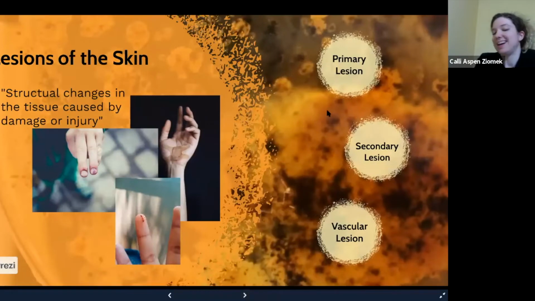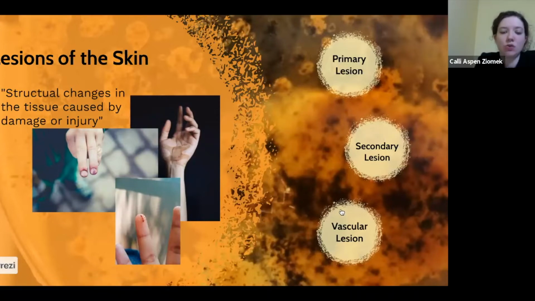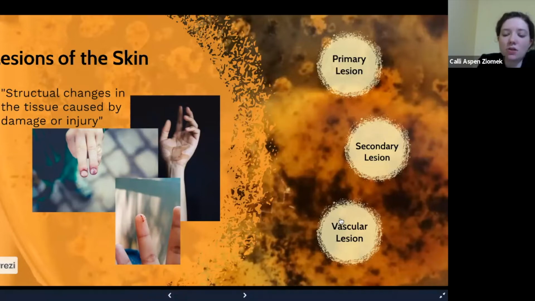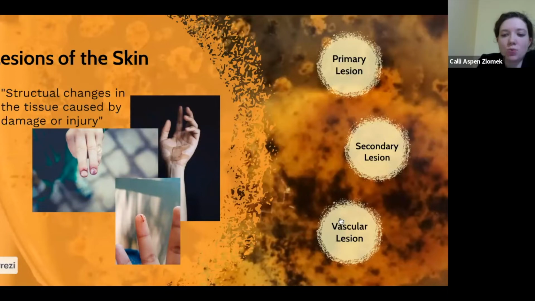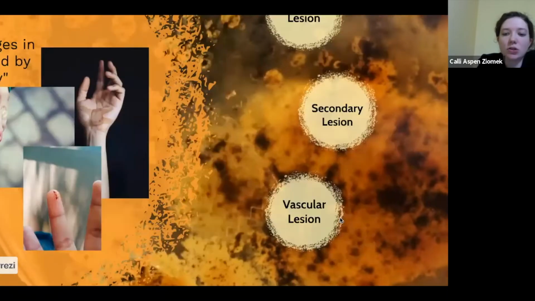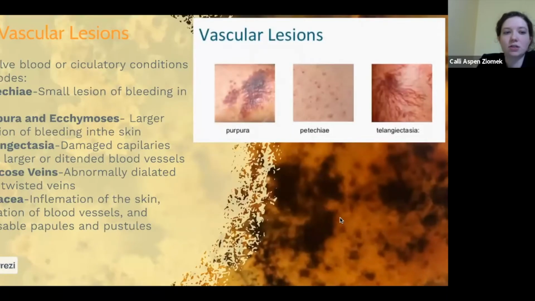We generally, as estheticians, will only really deal with primary lesions. Once you see a secondary lesion, that is where you are going to immediately direct them to a medical professional. The other one that we very slightly will deal with is vascular lesions. Vascular lesions involve blood or a circulatory condition that is causing an issue. And these ones I will definitely mess up the names.